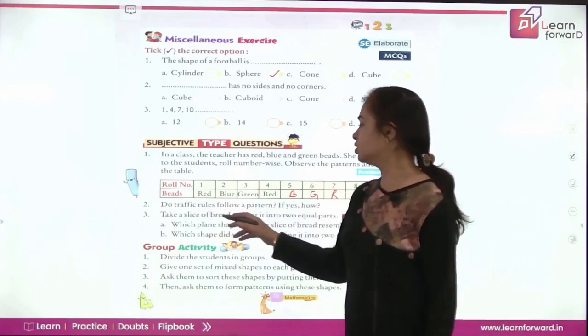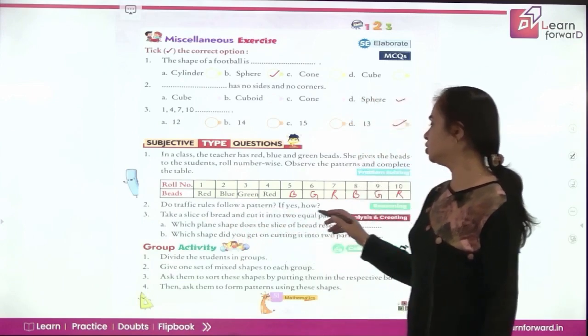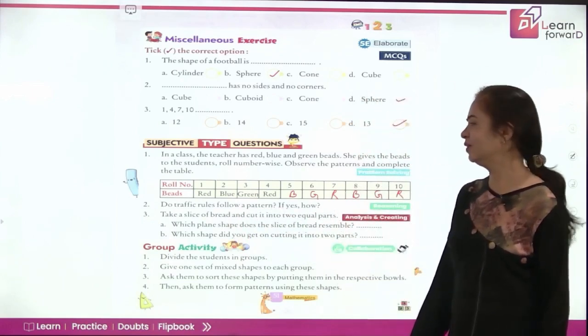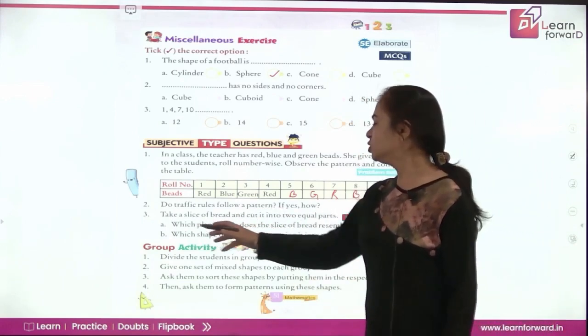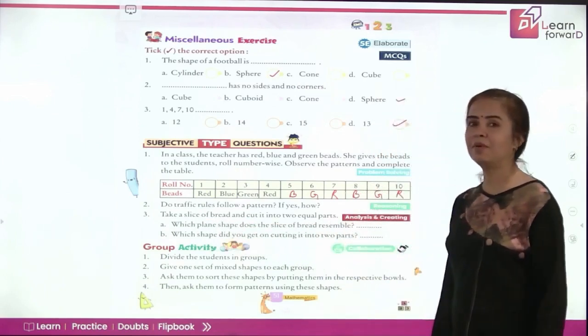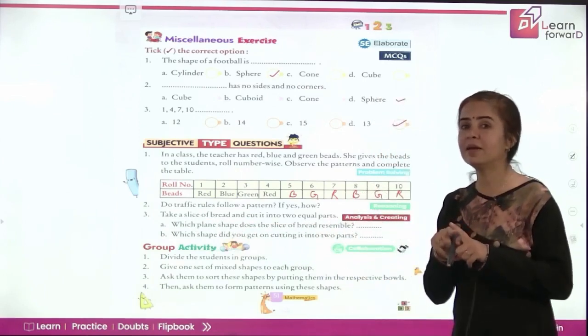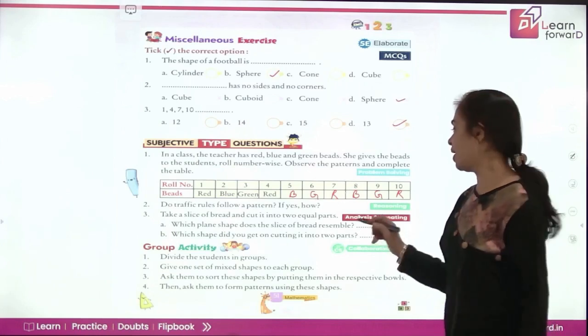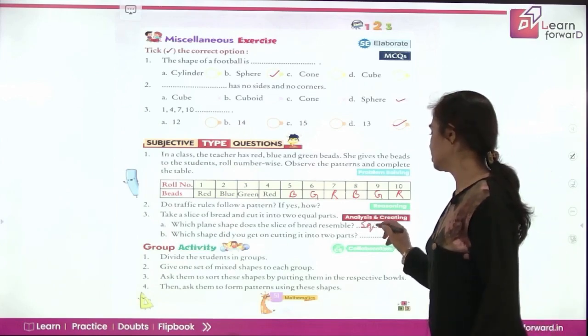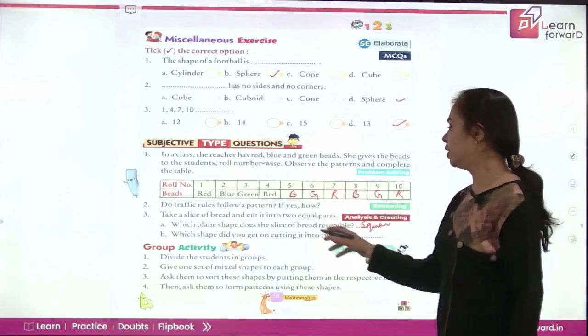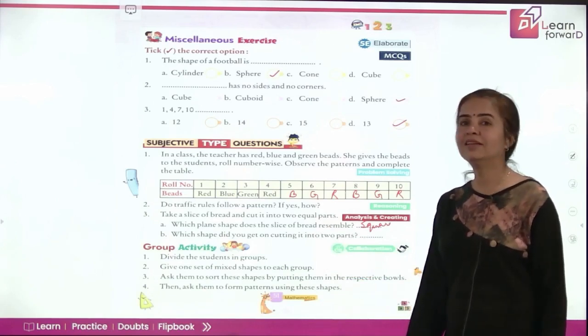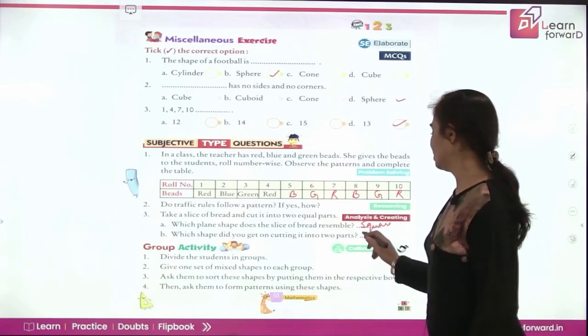Next, take a slice of bread and cut it into 2 equal parts. Okay, so they are making the sandwich. Which plane shape does the slice of bread resemble? The slice of bread resembles a square. Yes, this is a square. And which shape did you get on cutting it into 2 parts? That is a triangle. Perfect, children.